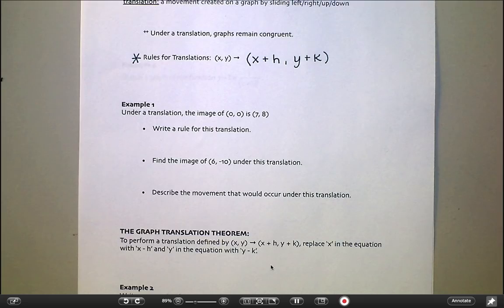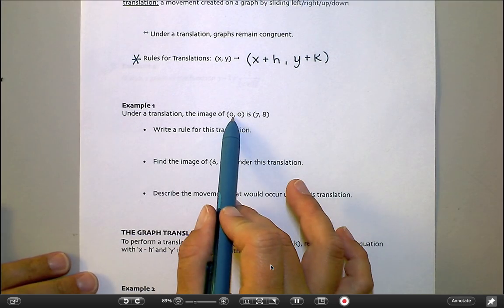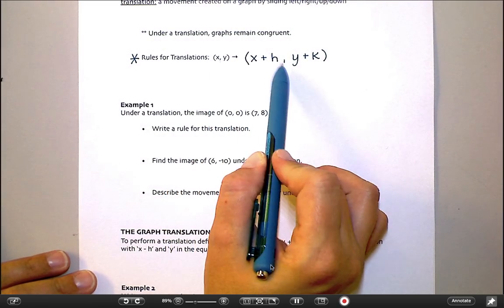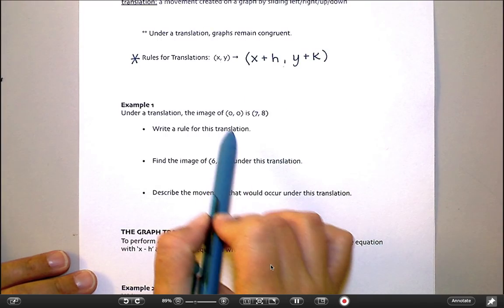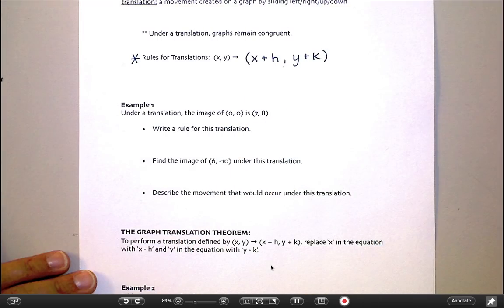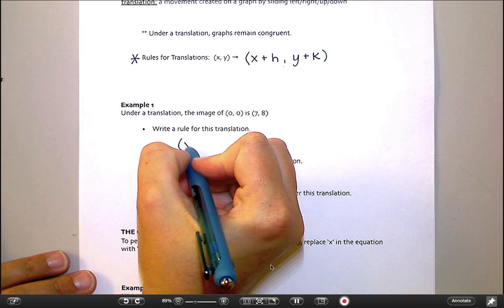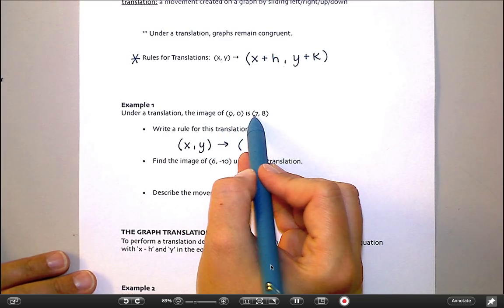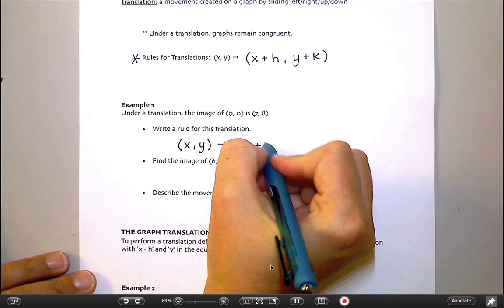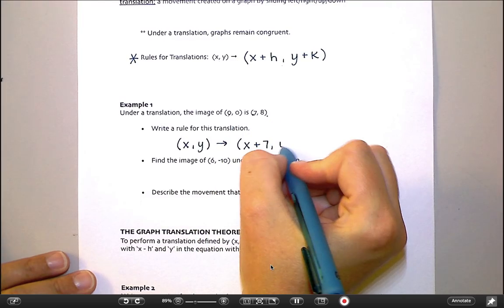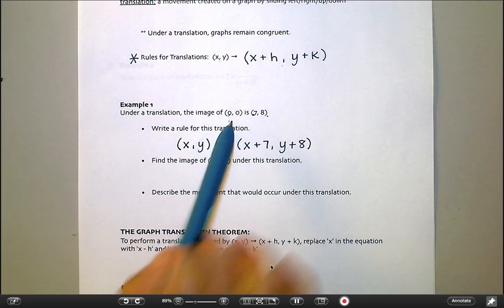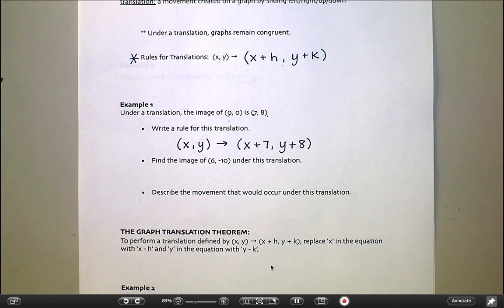This one's pretty easy. Under a translation, the image of (0, 0) is (7, 8). That means I took (0, 0), did a translation, and it turned into the coordinate (7, 8). So what must have happened to each of these points to turn into a 7 and an 8? Well, our rule would look like this. To go from 0 to 7, we must have added 7, and to go from 0 to 8, we must have added 8. So this is our rule. That one was really easy because they started us with (0, 0), but really with any coordinate, we should have been able to say what they added or subtracted to each one.